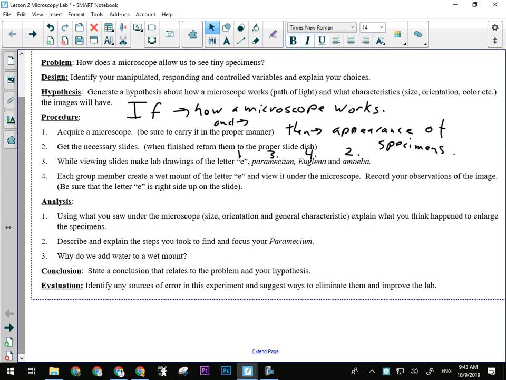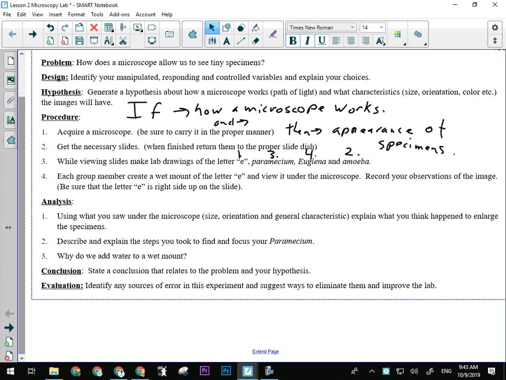For question number 2, describe and explain the steps you took to find and focus your paramecium. Basically, I want you to walk me through. First, I put it here, then I did this. Walk me through the steps you used to get it there, just as a review of here's how I get something under focus under the microscope. And question number 3, why do we add water to a wet mount? We kind of talked about that. I would see if you could work some of that polar nature of water stuff into that answer. Hint, hint, it's important for the answer to that question.